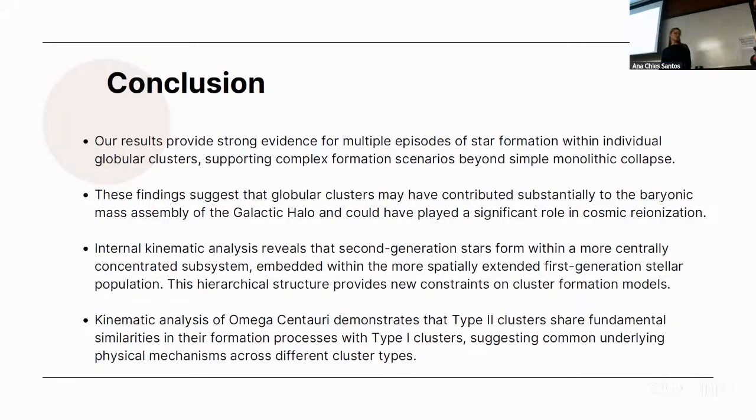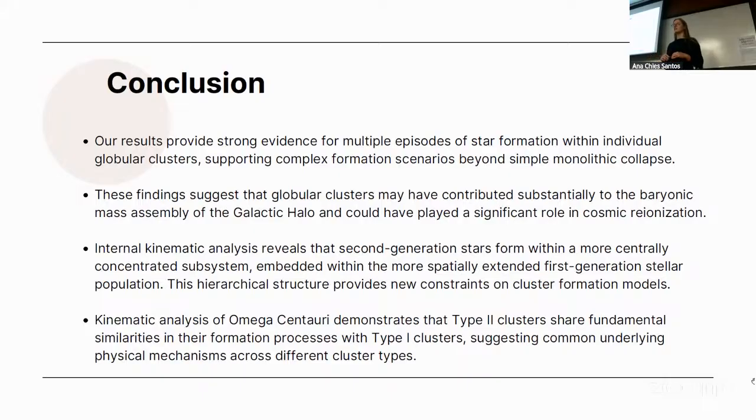Question? Pablo? Yes, multiple episodes of star formation, but the gas comes from where? From the stars themselves or accreted somewhere? So in most of these scenarios, what we consider is that second population stars were formed from the gas that was directly accreted from the stars and then went to the center of the cluster. In the case of Omega Centauri, this is less straightforward because we also have this intermediate population.